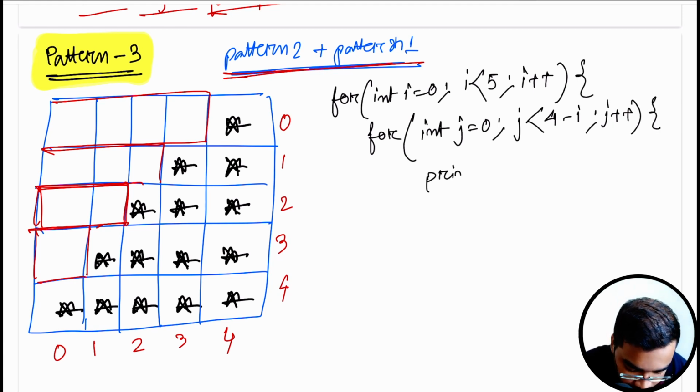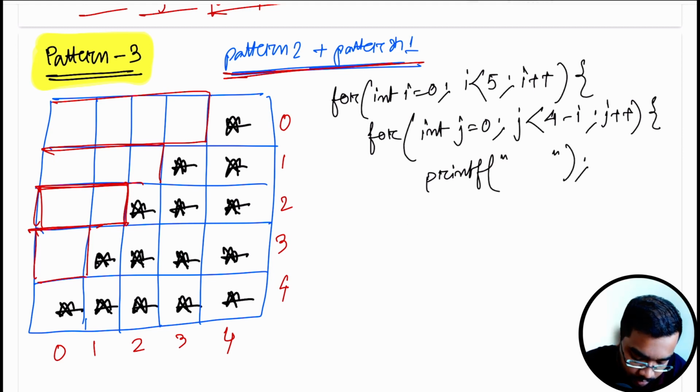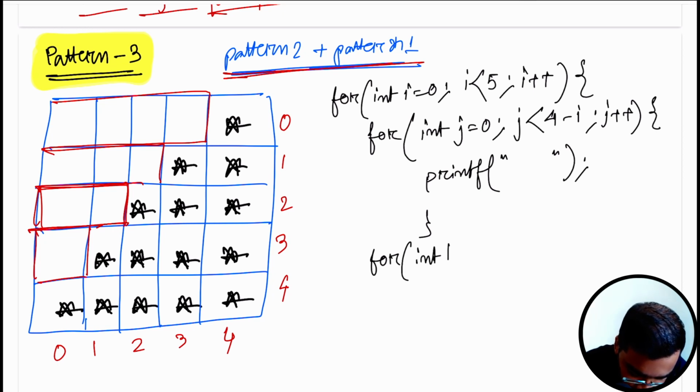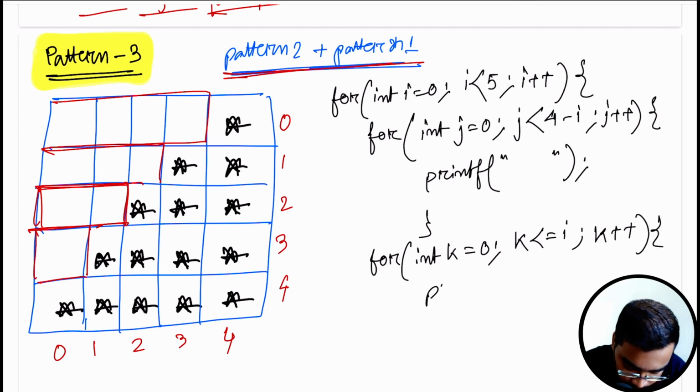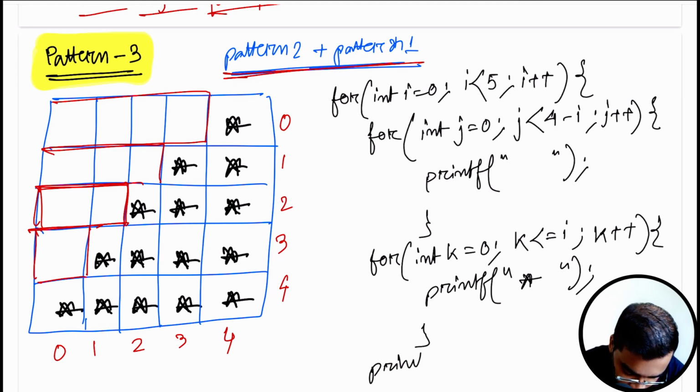And what I have to do is I have to print some spaces here. So this is the pattern 2 part. Now for the pattern 1, for integer k equal to 0, k less than or equal to i, k plus plus. And then enter, backslash n.